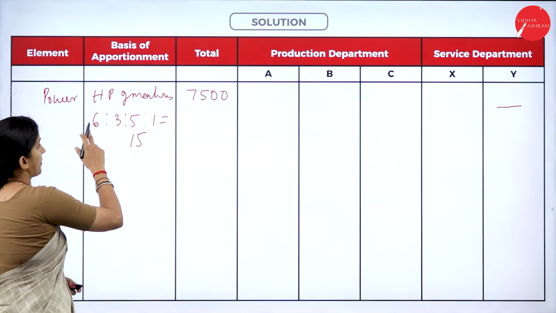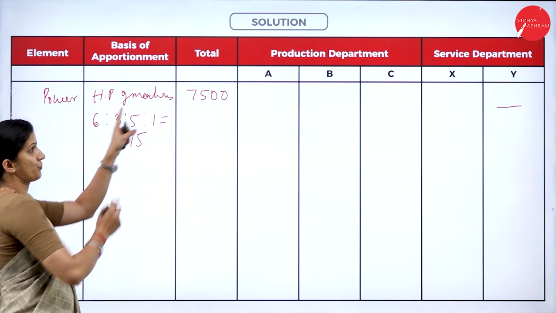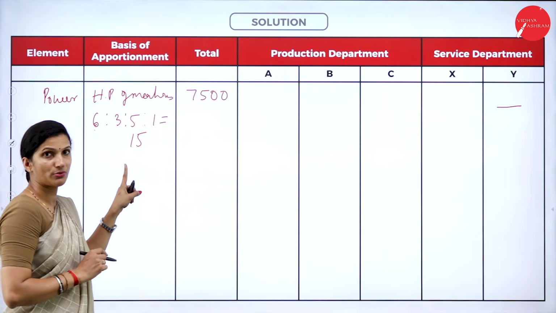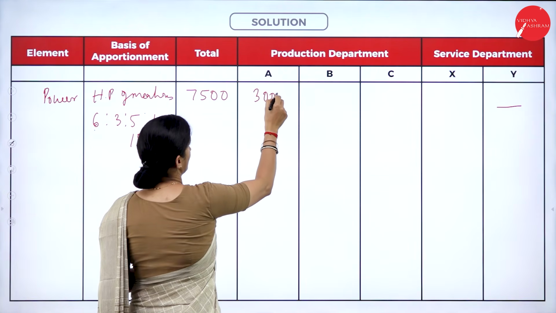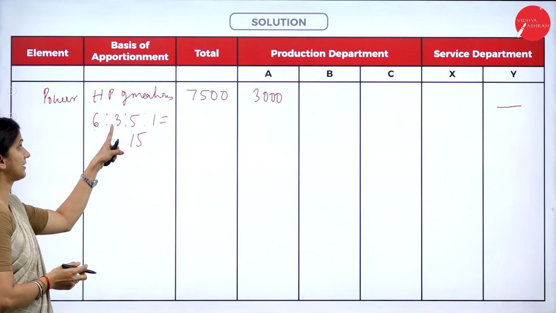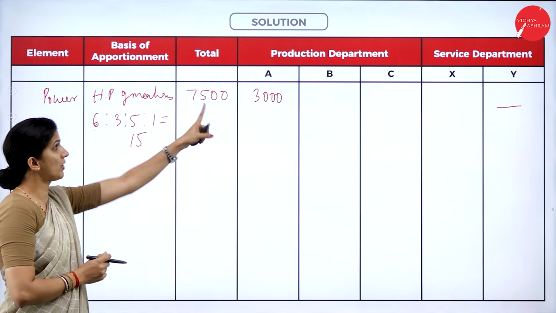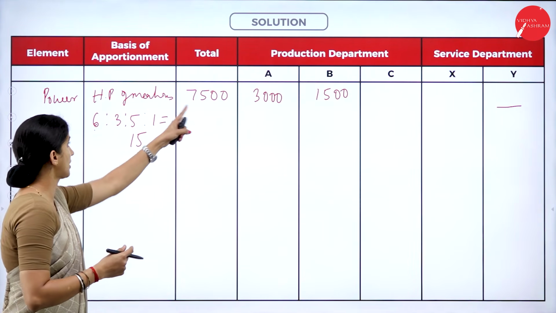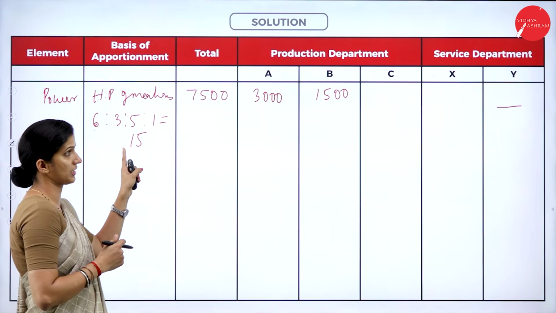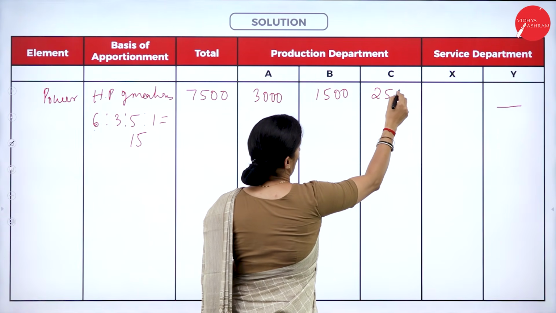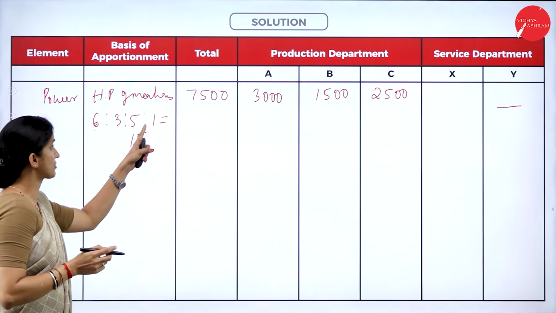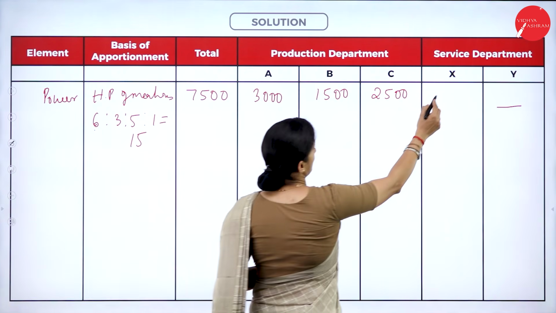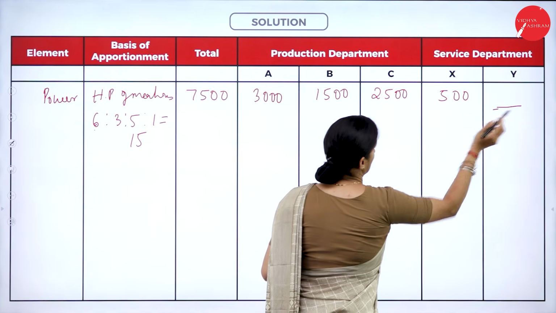So now this 7,500 will be allotted in this ratio. So for A, 7,500 into 6 by 15. So the amount will be 3,000. Then for B, 7,500 into 3 by 15. So the amount will be 1,500. And the same way for C, 7,500 into 5 by 15, it is 2,500. Then for X, 7,500 into 1 divided by 15. So the amount will be 500. And in the last column, it is nil.